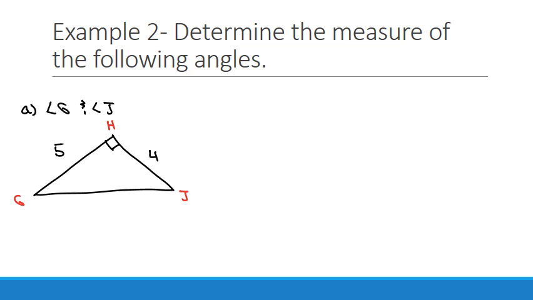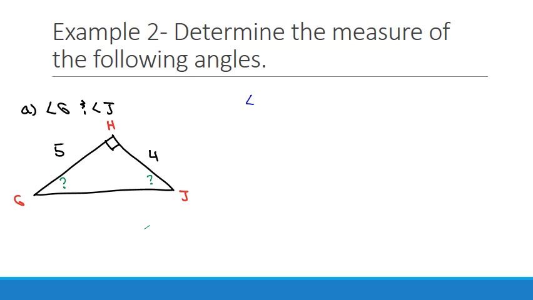So angle G now is what we're looking for. It says determine the measure of the following angles. Before, I just wanted to know the tan ratio from the angles. Now I want to know what is the size of that angle. And then I'm going to be looking for what is the size of J, the other angle.